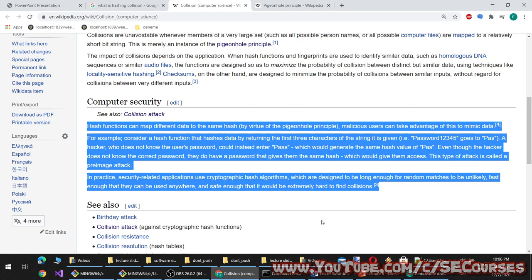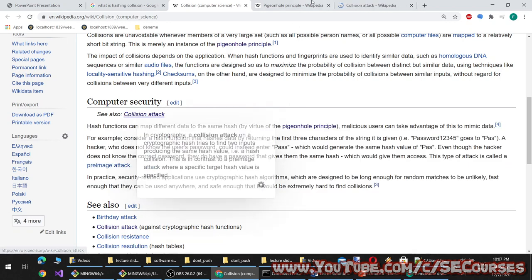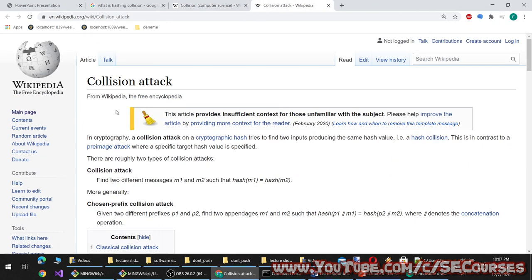In practice, security-related applications use cryptographic hash algorithms, which are designed to be long enough for random matches to be unlikely, fast enough that they can be used anywhere, and safe enough that it would be extremely hard to find collisions. Okay, there is also the collision attack. Let's learn about that as well.